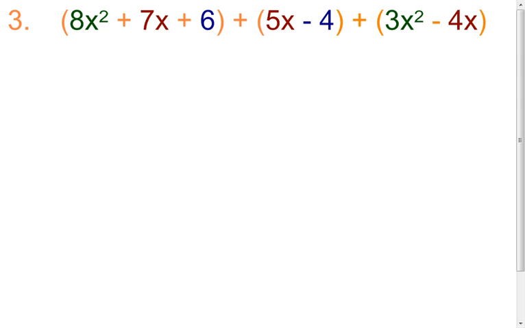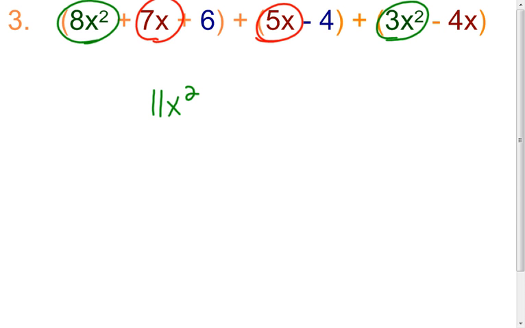All right, here we're doing the same kind of thing. These are all addition signs in between, so we're just going to combine our like terms. Look for our highest exponents first. So my highest exponent that I see is an x squared. There's 1 here, and there's 1 here. Add the coefficients. 8x squared plus 3x squared would make 11x squared. Then you're going to go to your next highest exponent, which is just x to the 1. So I have 7x plus 5x, which makes 12x, minus 4x. So 12 minus 4 makes 8x, positive 8x.